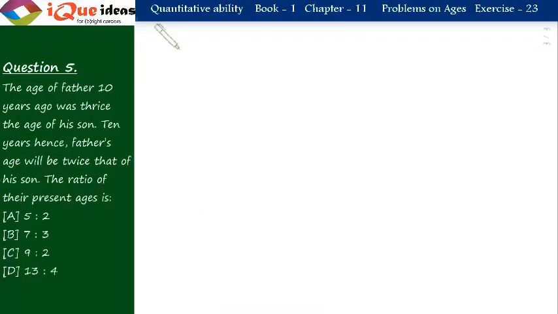Question number 5. It says the age of father 10 years ago was thrice the age of his son. 10 years hence, the father's age would be twice that of his son. The ratio of their present ages is. Right? Let's do one thing. Let's go back 10 years ago. I mean, you can assume the present ages also, no problem with that. Let's assume the present ages. At present, let's say the father's age is x and son is y. Alright.